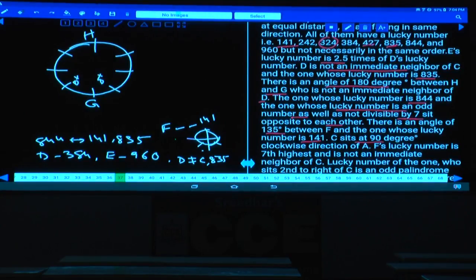C sits at 90 degrees clockwise direction from A. Between C and A, how many persons are there? There must be only 1 person. 90 degrees. And F's lucky number is the 7th highest and is not an immediate neighbor of C.